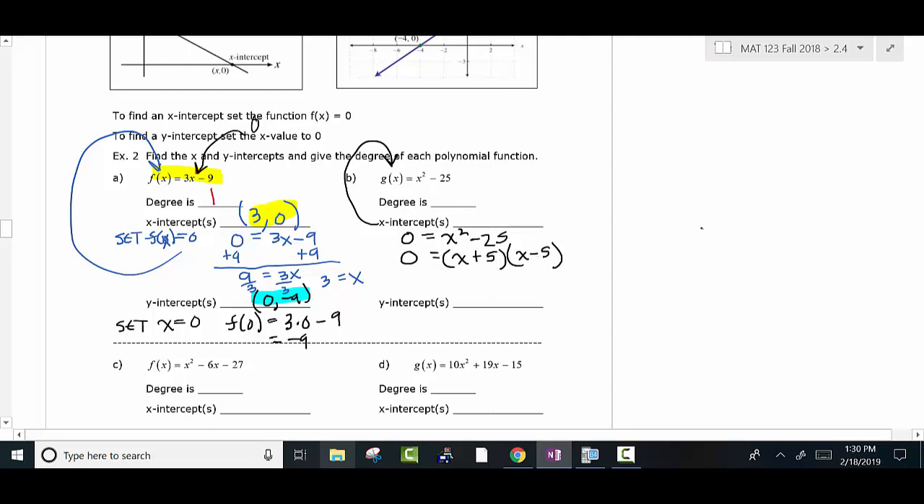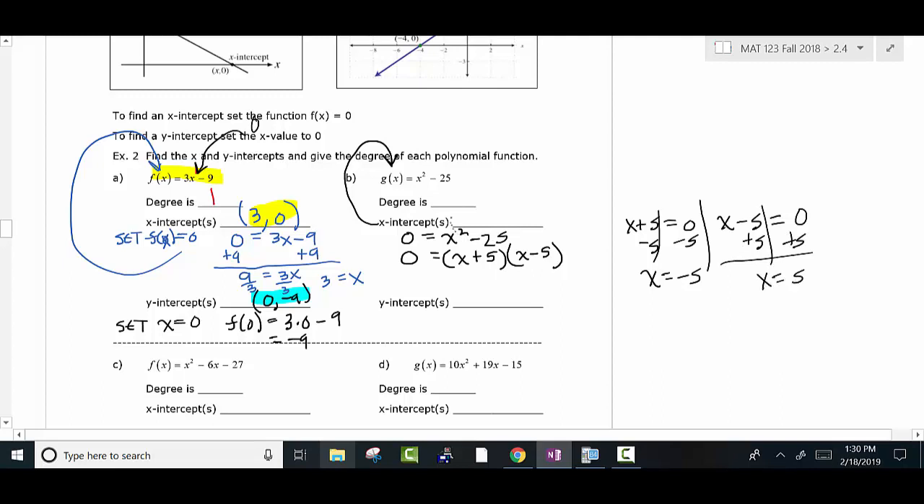Now you can do the x-intercept in your head if you want to. You would just do x plus 5 is 0, and then you do x minus 5 is 0. So what are the two answers to those two equations? Negative 5 and 5, right? Okay. And you don't have to show the work on that because it's easy enough to do in your head. So that would be one of your x-intercepts. The other one you would add 5 to both sides, so you get x equals 5.